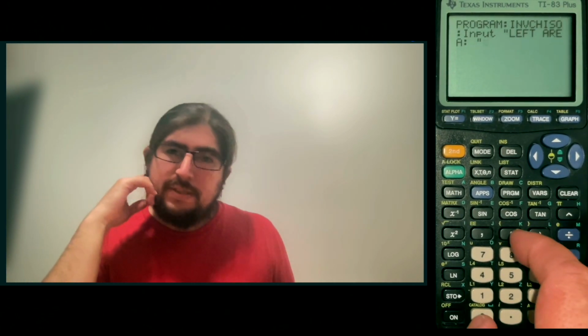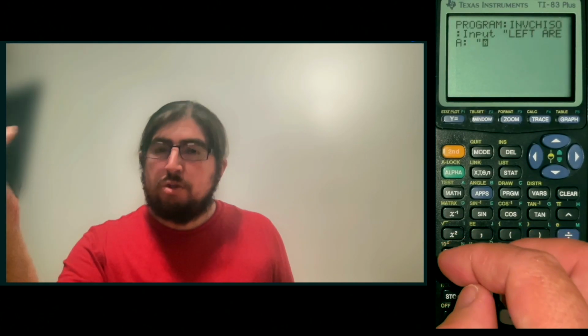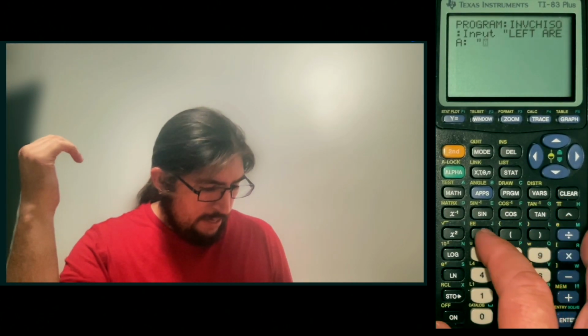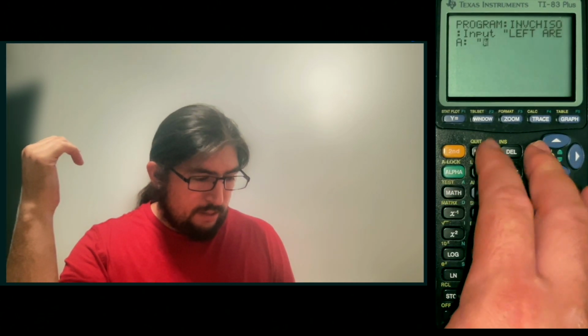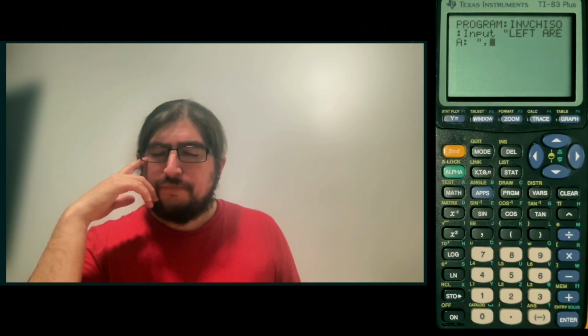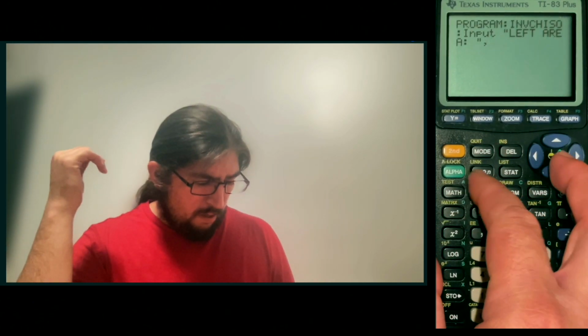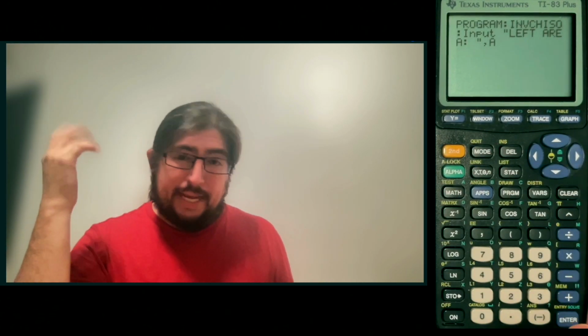Now after the prompt, the user will input some number. So we'll write comma and whatever we want to call that number, the input. Let me leave the alpha, sorry. Right, there we go. So I'm just going to call it A, of course.